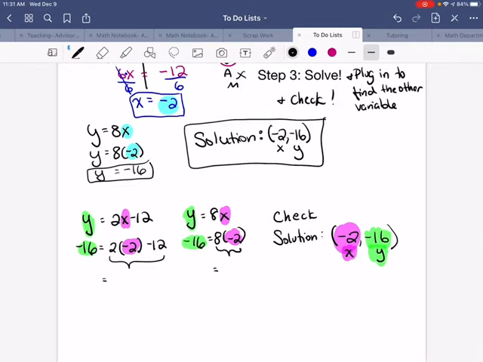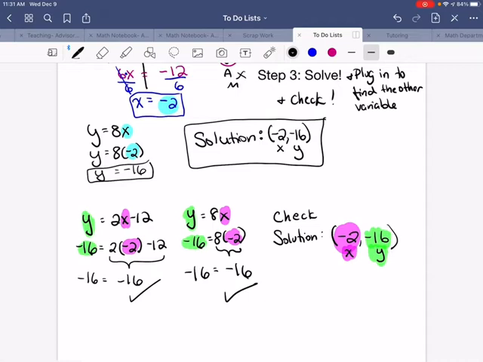And now I just type this straight in my calculator. So you put that in your calculator, and it gives you negative 16. And this checks out. Now I put this in my calculator, 8 parenthesis negative 2, and it gives me negative 16, and that is equal, and that checks. And that's how you know you have the right answer.